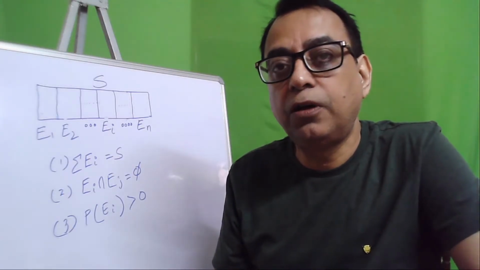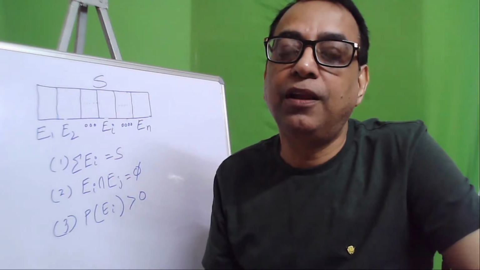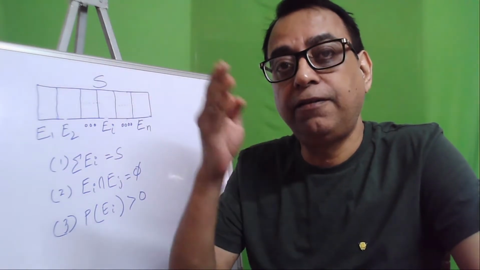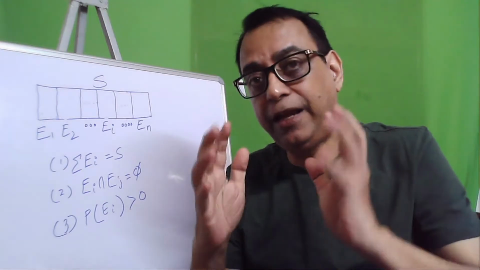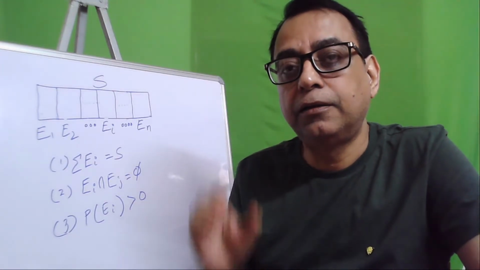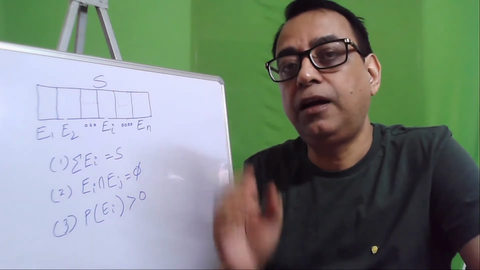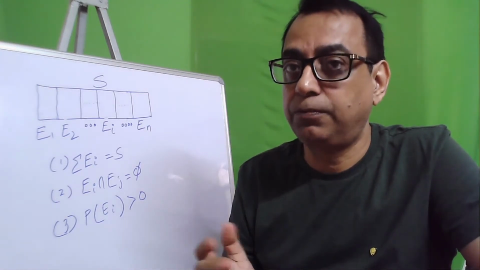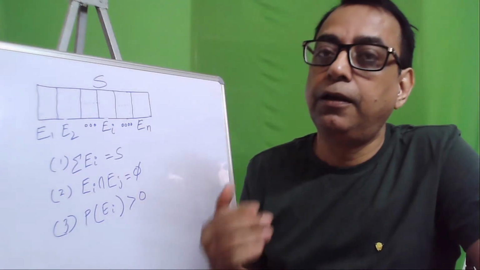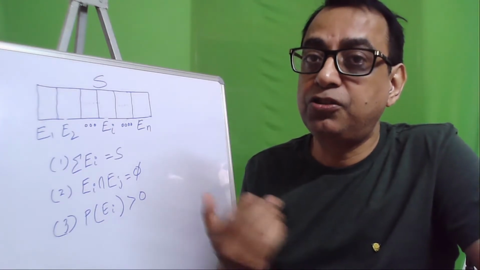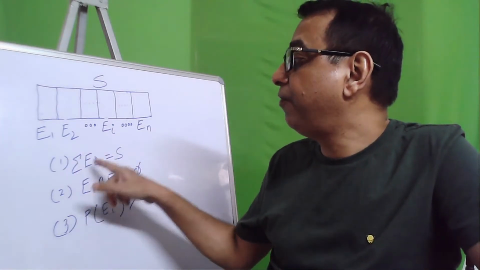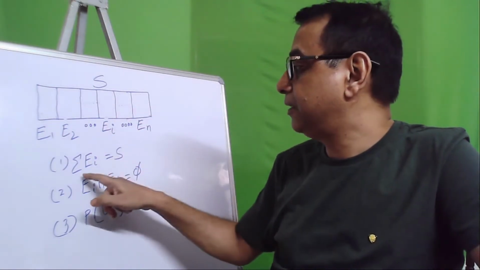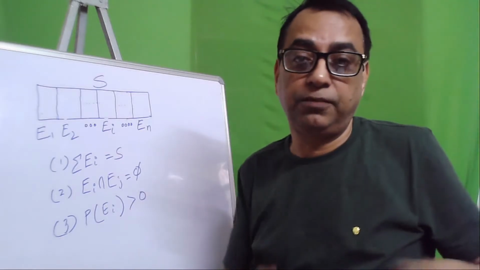Let us go into the Bayes theorem now. So let us have a sample space here, and let us divide this sample space into n events, and each event is such that it is mutually exclusive and exhaustive. Let me explain what that means. When we talk about exhaustive, that means the sum of all these put together will be the sample space. So this is called exhaustive.